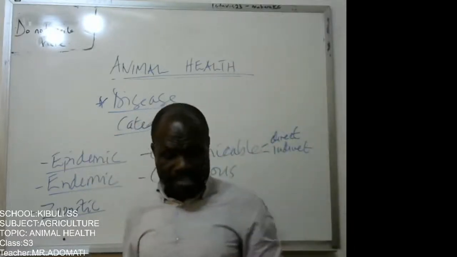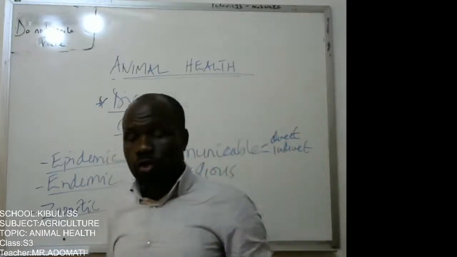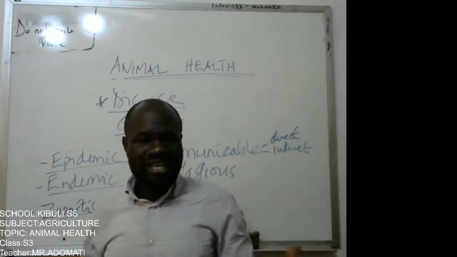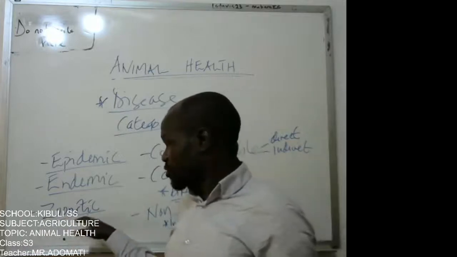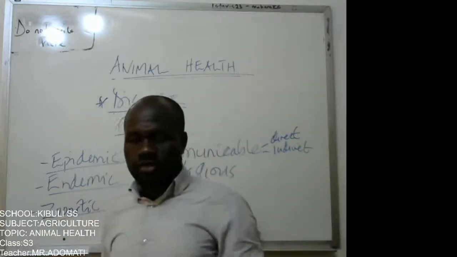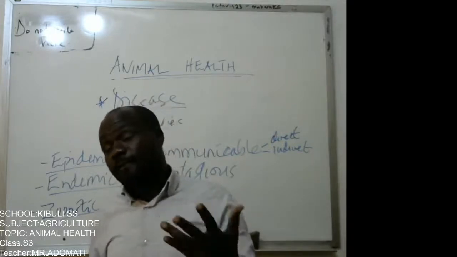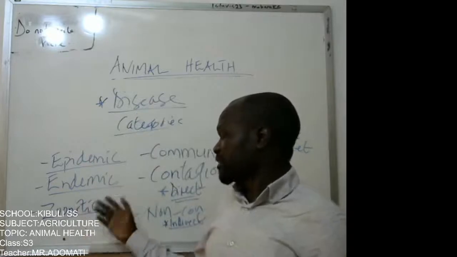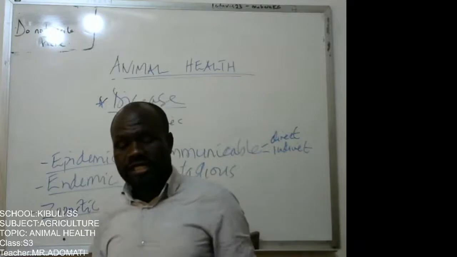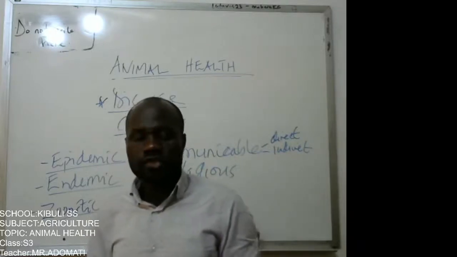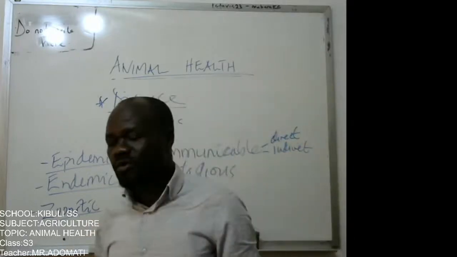Now, there's a common disease that I believe most of you know. Most people call it brucella, but we call it brucellosis or contagious abortion. Brucellosis is usually transmitted through milk. If you take fresh milk from an animal that is suffering from brucellosis, chances are high that you, the human being, are also going to get that disease. I think you have heard of the disease they call brucella.